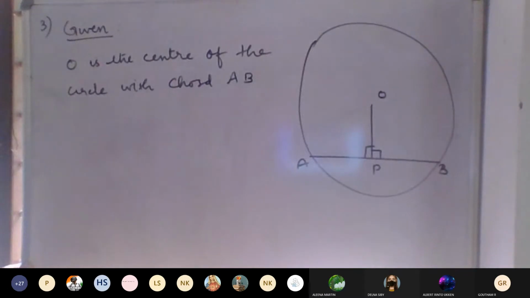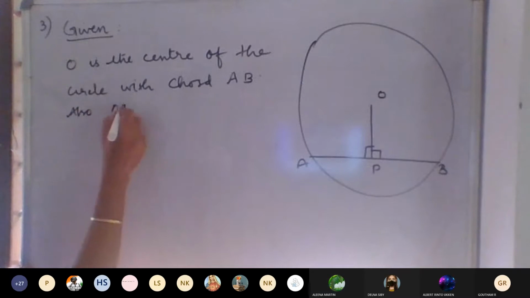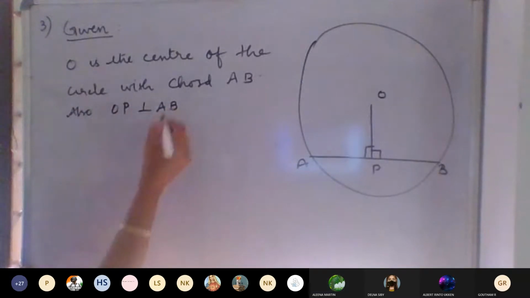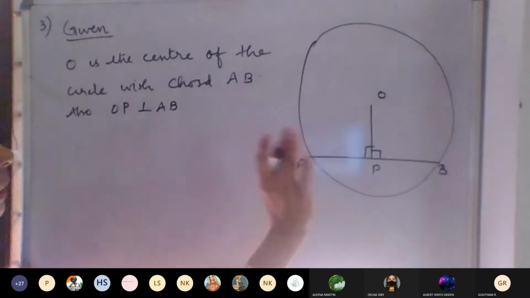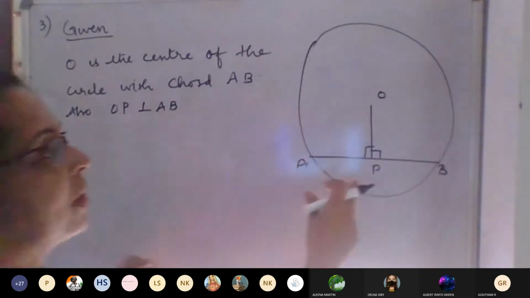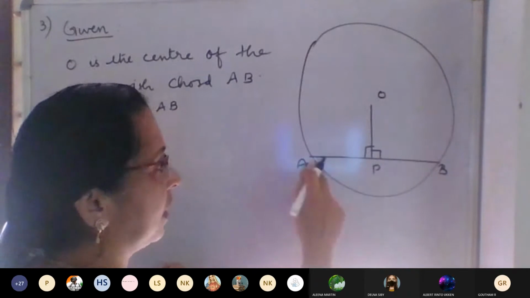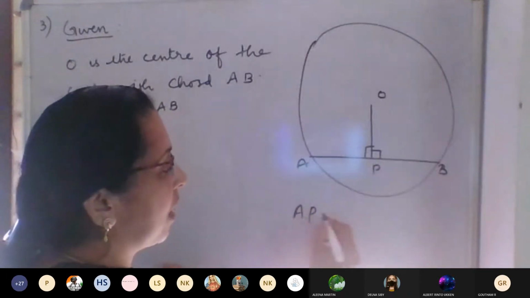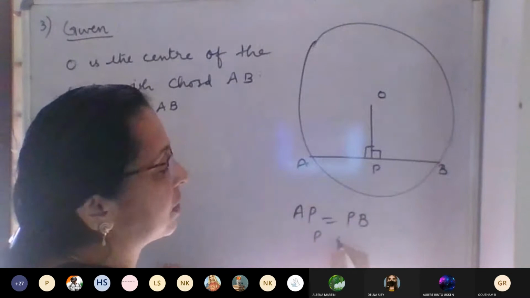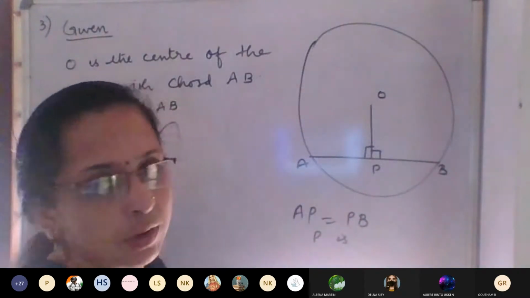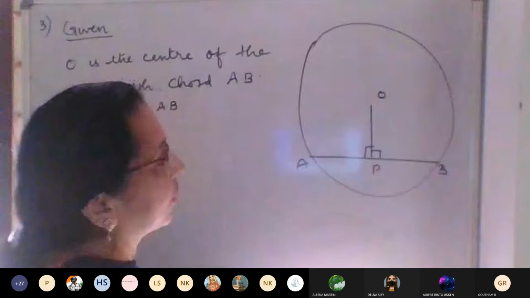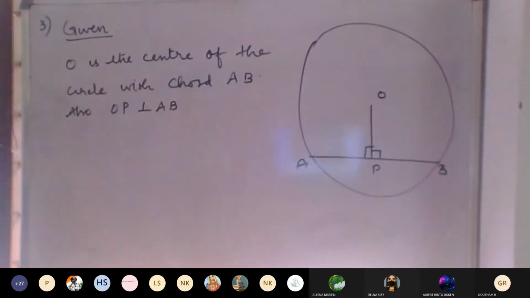Then one more thing is given there. Also OP is perpendicular to AB. It is not given that P is the midpoint. We have to find out that P is the midpoint. That means if we find AP is equal to PB, then only we can say that P is the midpoint of AB. It is not given. That we have to prove. Only given what? OP is perpendicular to AB. Up to that, completed.